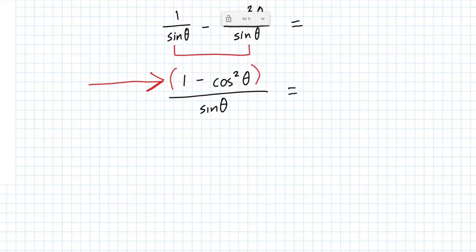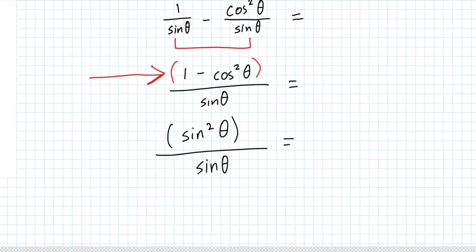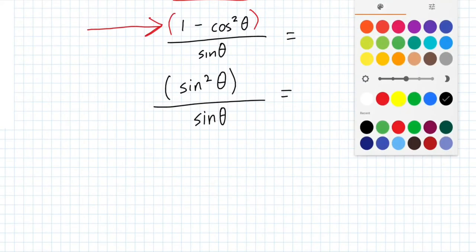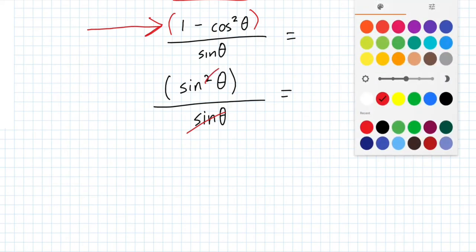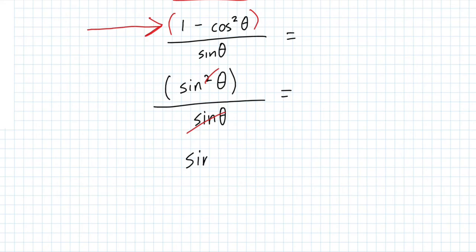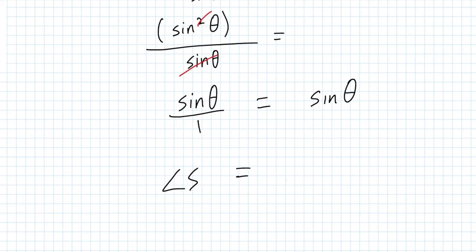Okay, so we said this would be sine squared theta over sine theta. Now, of course, we can cancel. So we're going to cancel the denominator, cancel the squared. It's going to give us sine theta over 1, which is the same as our right side, which is just sine theta. Our left side equals our right side, and that's our final answer.